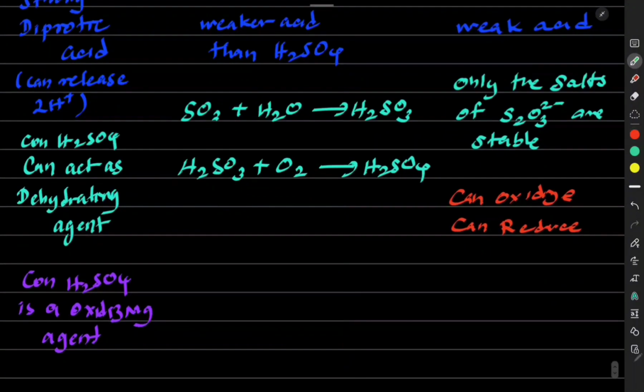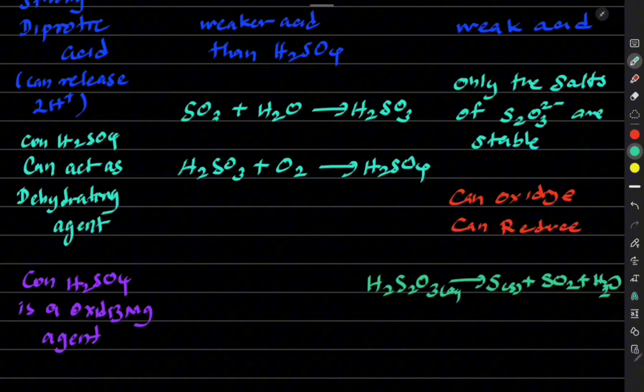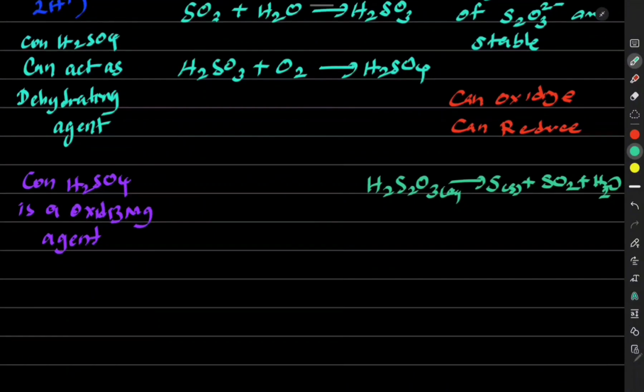Let's write the reaction. H2S2O3 aqueous decomposes to solid sulfur plus SO2 plus H2O. Here the oxidation state is plus 4 and is converted to 0 here, and it's plus 4 here.